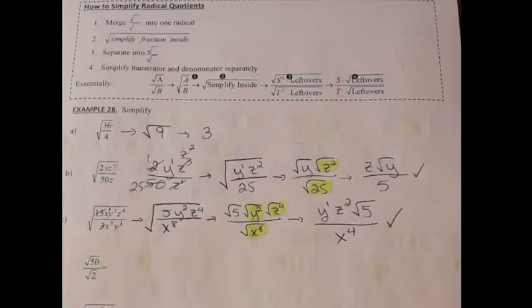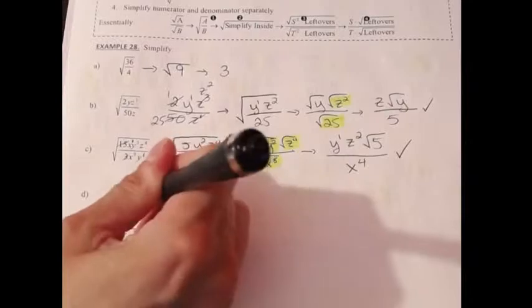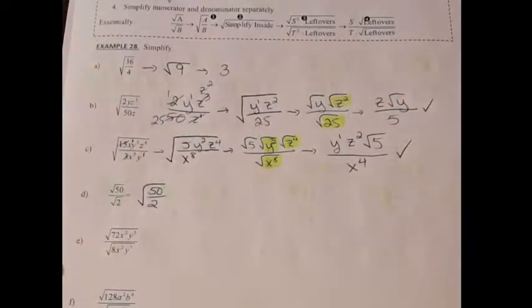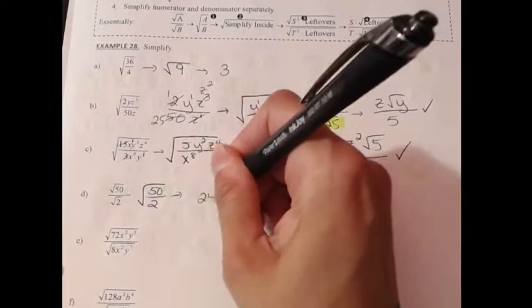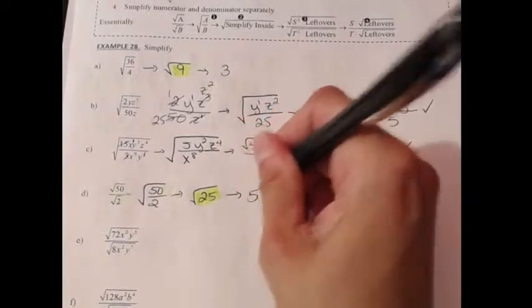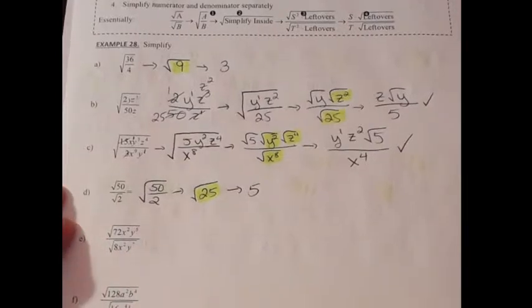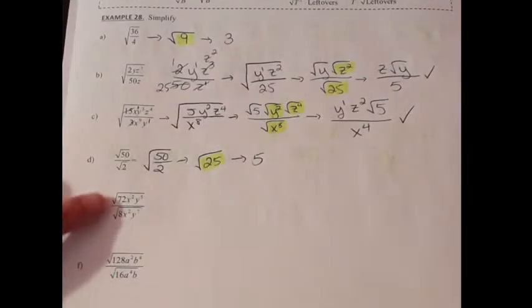Perfect. Take a look at part D. Notice here we have square root of 50 divided by square root of 2. That is essentially the square root of a fraction, right? We can literally look at this as the square root of 50 over 2. But 50 divided by 2 is 25. So then I have the square root of 25, which is a perfect square. So let's actually evaluate that. Square root of 25 is 5, and you're done, right? No big deal.